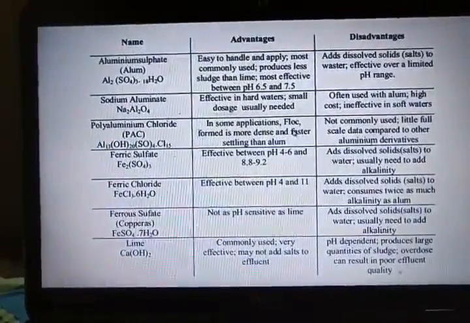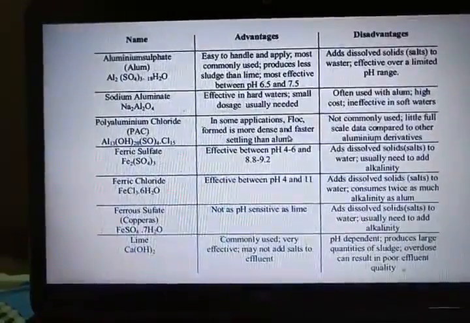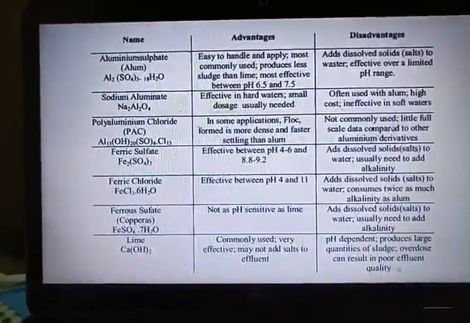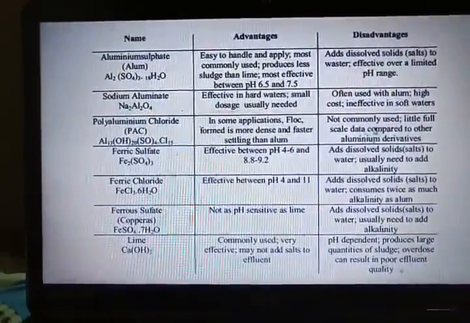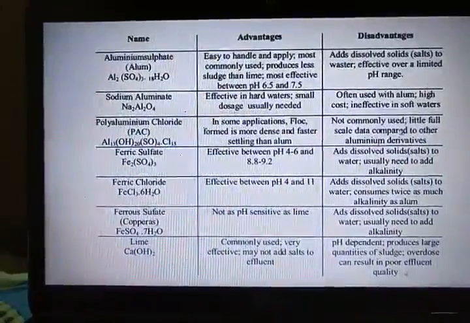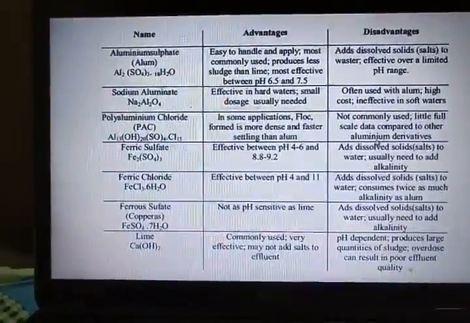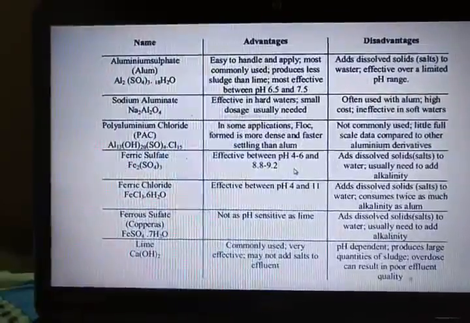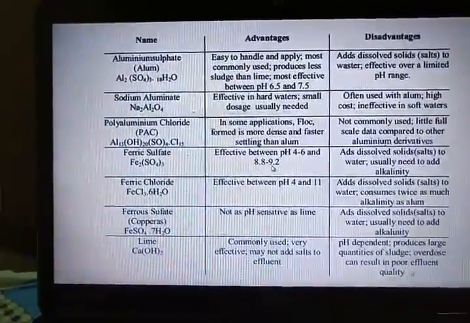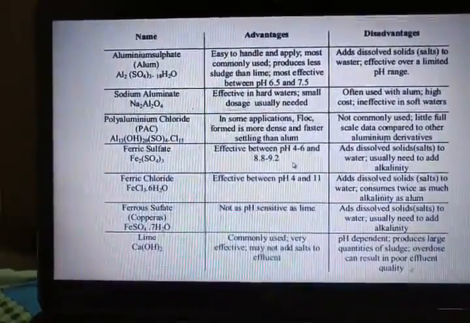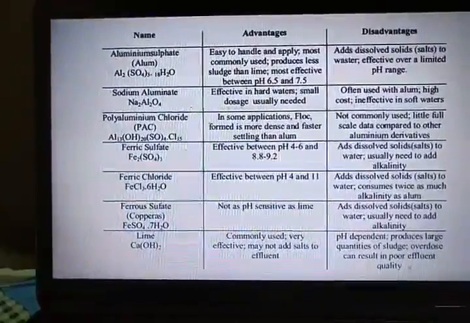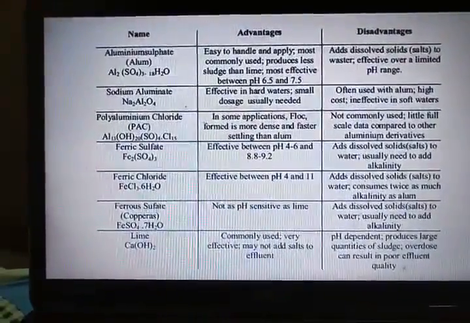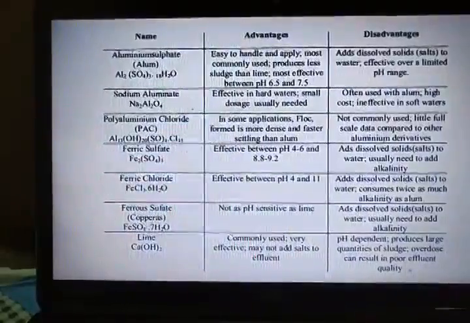And polyaluminum chloride can be used. In some applications the flock formation is greater and denser, with faster settling than alum. These are the advantages of polyaluminum chloride, but it is generally not commonly used at full scale compared to other aluminum derivatives. Ferric sulfate is effective between pH 4.6 and 8.8 up to 9.2. That is the advantage, that it can be operated in a broader pH range compared to alum. The disadvantage is it adds dissolved salts to water, and you usually need to add alkalinity when using this.